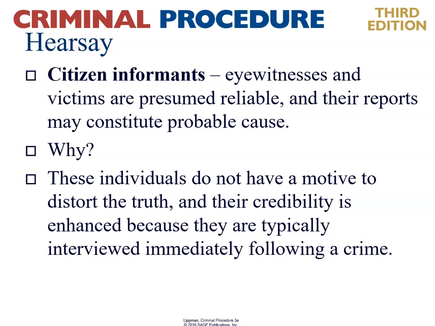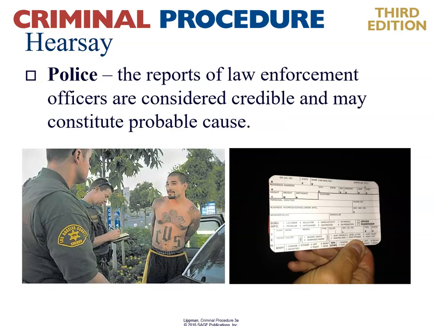So that's the reason why. So again, typically most individuals that are victims of crimes don't lie. It doesn't mean that it's never happened. It just means that typically they are credible because they really don't have a motive to distort the truth. So that would be a citizen informant.